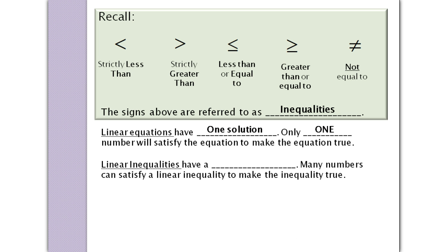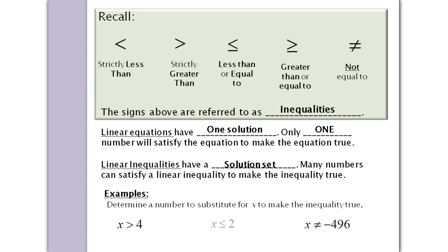When we talk about inequalities, it's a little bit different of a situation. Linear inequalities have what we call a solution set. So instead of there just being one number that can satisfy the inequality to make the inequality true, there are many numbers that can satisfy the linear inequality to make the inequality true. And here's some examples of what I'm talking about. For instance, the first inequality here, we have x is greater than 4.